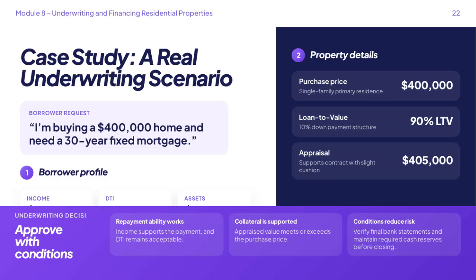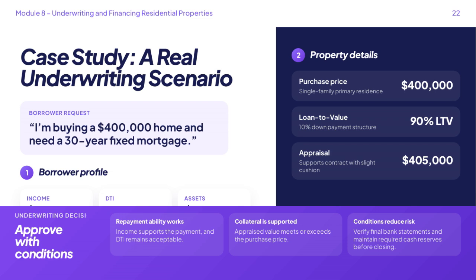Here we have a real underwriting scenario to walk through. The borrower is looking to purchase a $400,000 home with a 30-year fixed mortgage. Let's start with the borrower profile. They have a gross monthly income of $8,500 and a debt-to-income ratio of 41%, which falls within the limits for many loan programs. They also have $52,000 available in assets, which will cover the down payment as well as reserves.